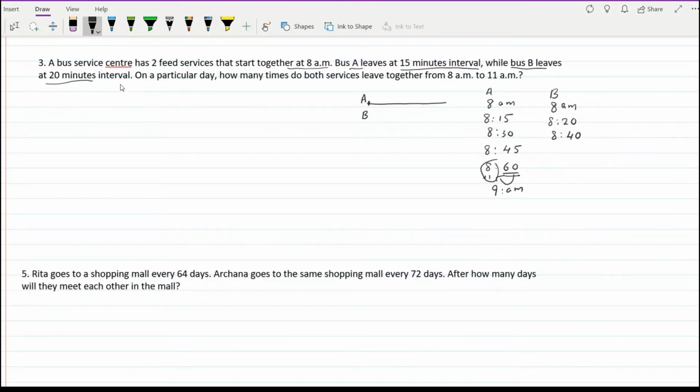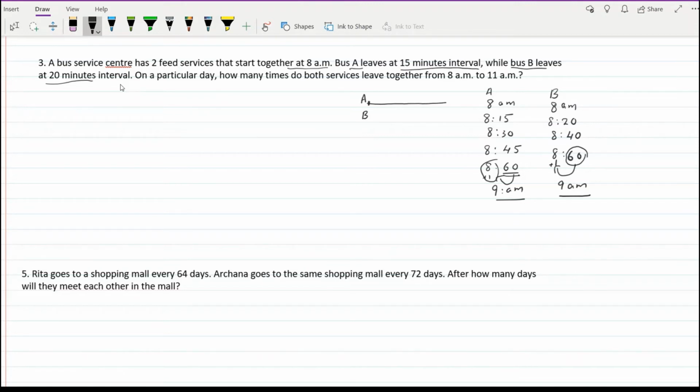Now we can go through bus B again. So 8:20, next trip 8:40, next 8:60. Here also we can convert the 60 minutes into 1 hour and add it to the 8. So what will happen? It becomes 9 a.m. Here also 9 a.m. is coming, so bus B also leaves at 9 a.m. Together they are leaving again at 9 a.m.